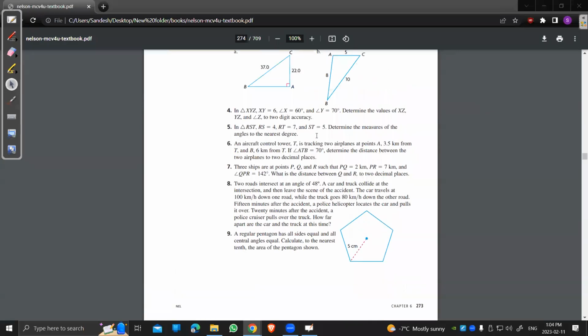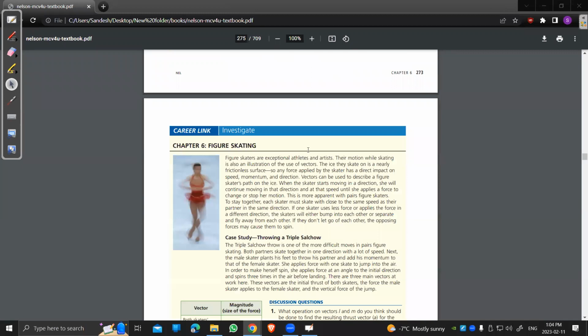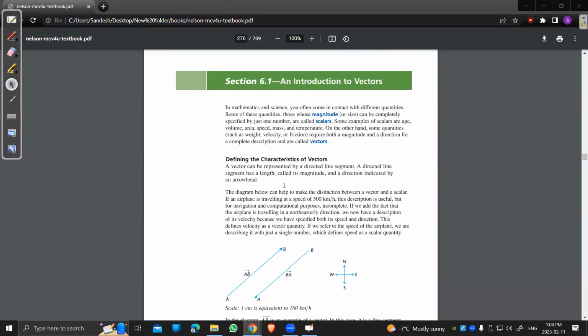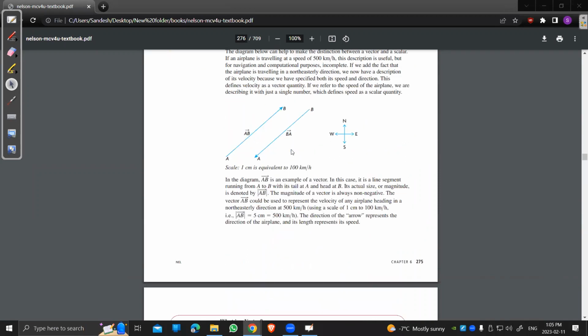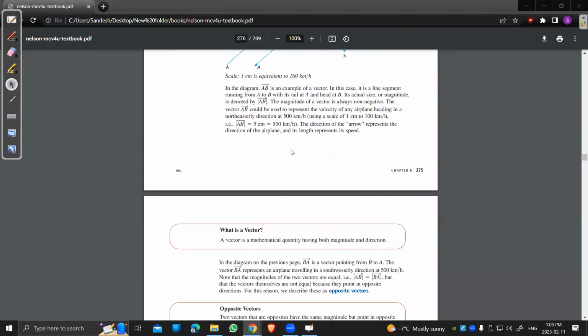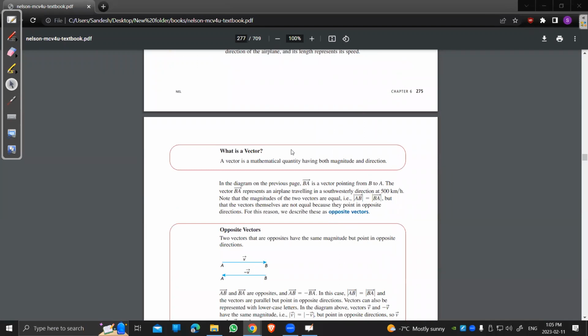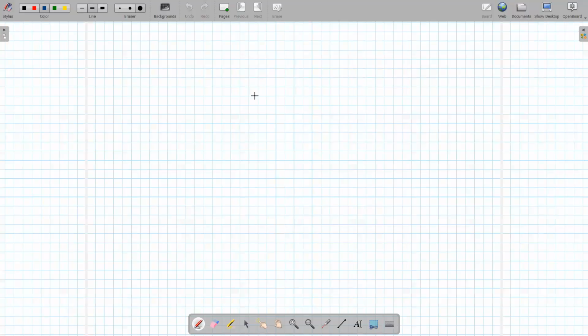We're gonna jump into something called vectors. We have talked about this briefly in the past. Do you remember what a vector is? What's the difference between a vector and a scalar? Like, for example, something like time. Right. So when we talk about vectors, we're talking about things that have a direction.